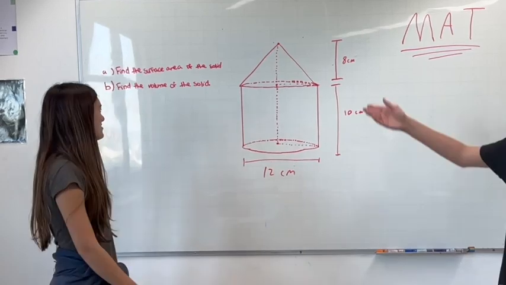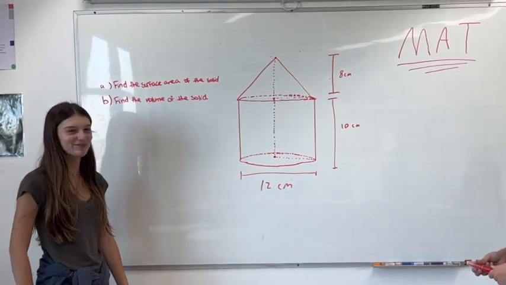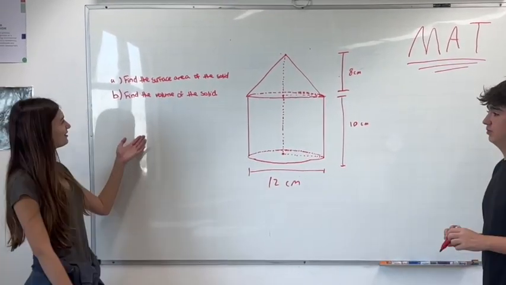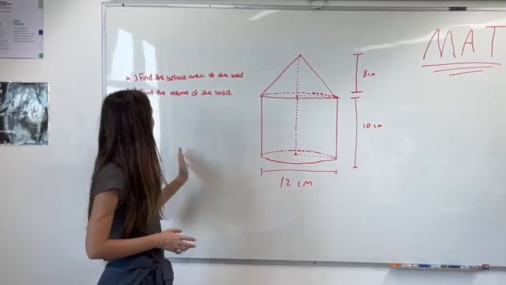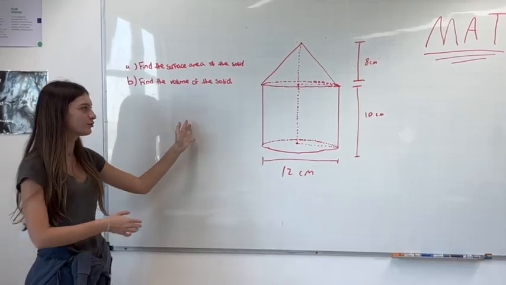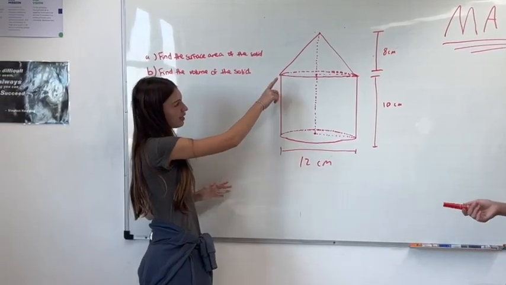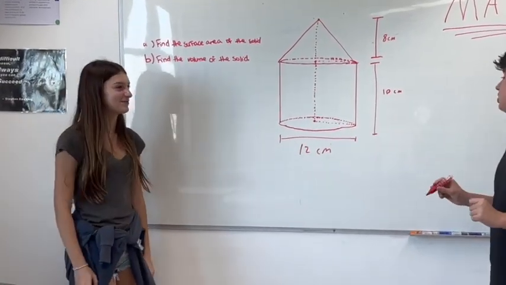Today we're going to solve this problem about compound solids. So let's start. First we're going to find the surface area of the solid, so basically everything that you can touch around the solid, and then we're going to find the volume of the solid, which is everything we can fit inside of the solid. Perfect. So let's start.